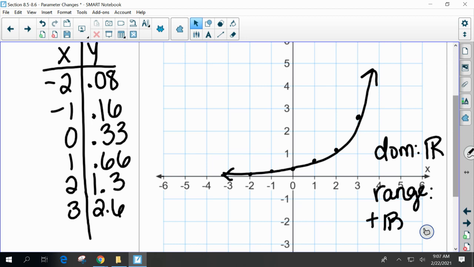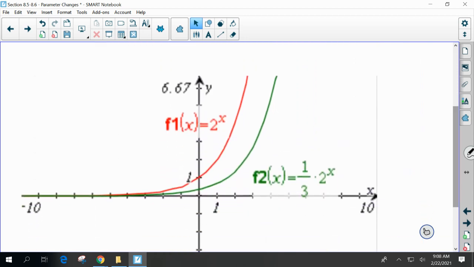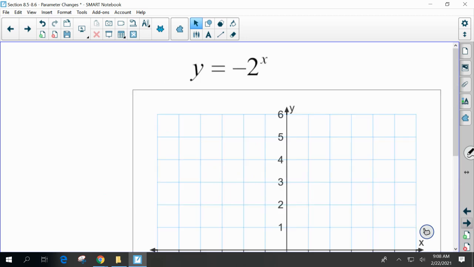Okay, so then taking it times 1/3 or dividing it by 3, that created what's called a vertical shrink. And when you have a vertical shrink, your graph is going to get wider. You get a vertical shrink when you take your graph and multiply it by something less than 1, whether it's a decimal or a fraction. Okay, so this is those two graphs side by side. Notice the graph got wider and it's not as steep because we multiplied it by 1/3.